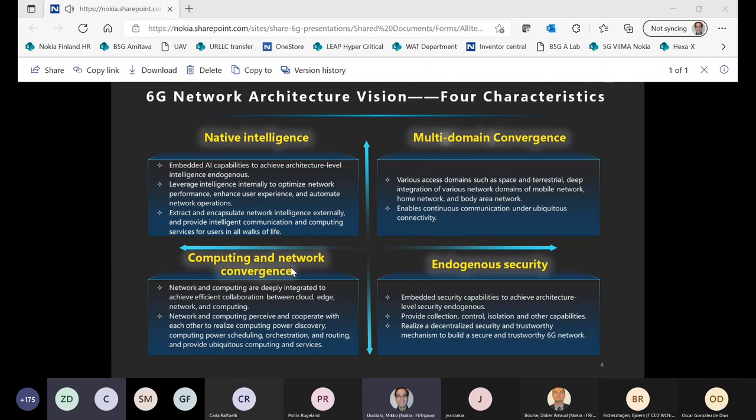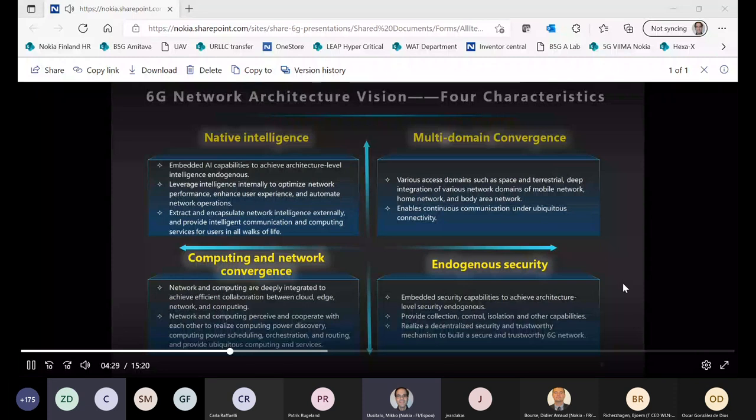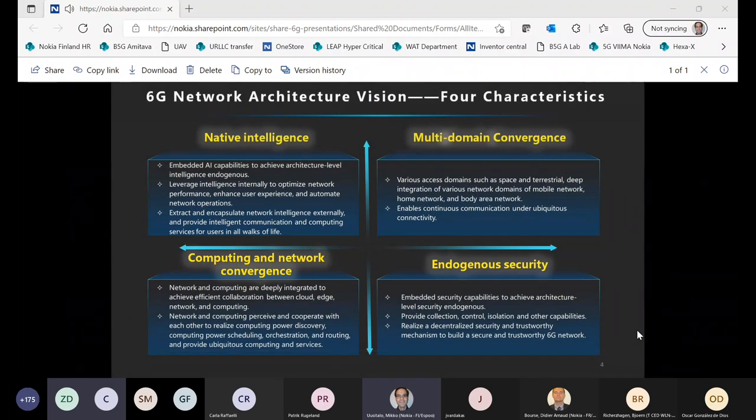Finally, security is important. In 5G and the previous releases, we always design network functions first and then consider security. In the initial design of 6G architecture, security issues should be considered to achieve endogenous security at the architecture level.